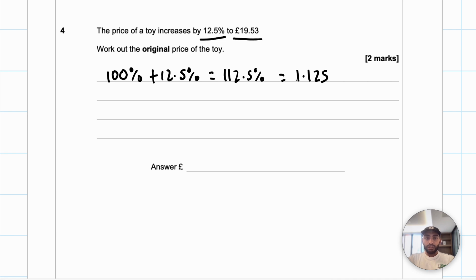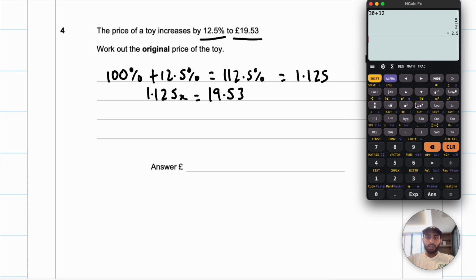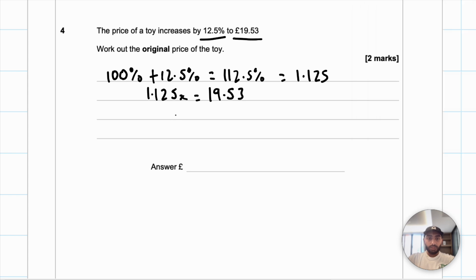So this tells me that 1.125x is equal to £19.53. So to get x on its own, I just need to divide by 1.125 on both sides. So it's 19.53 divided by 1.125, which gives me an answer of £17.36.